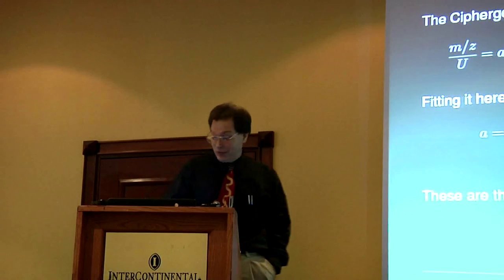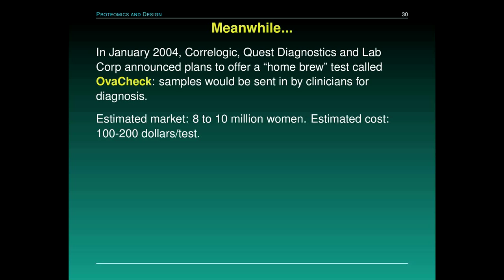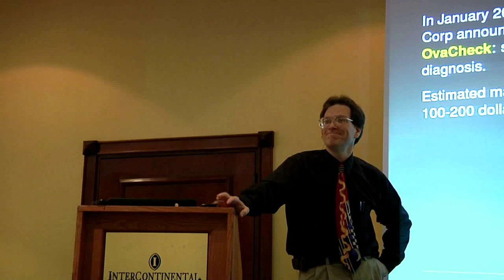Now, I want to give you some context. In January of 2004, a company called CoreLogic went to the annual meeting of the Society for Gynecologic Oncologists, at which point they passed around flyers advertising their soon-to-be-released diagnostic test called OvaCheck. You would send a serum, or your doctor would send a serum test off to their facility, they would run this spectrum checker, and they would come back with a prediction as to whether or not you had ovarian cancer. They were very proud of their estimated market and things like that. But this is all based upon the data that I've just shown you.